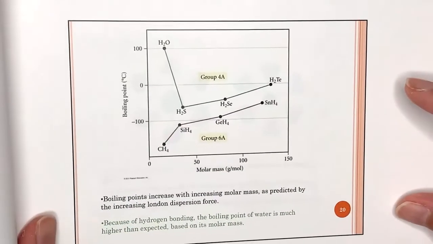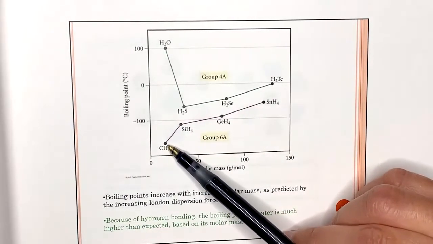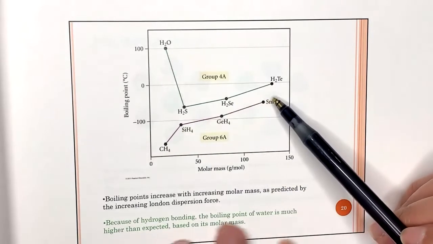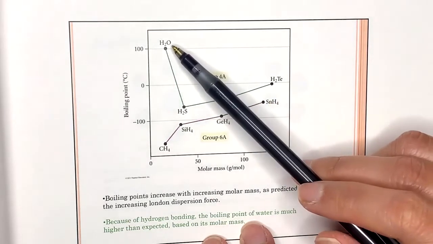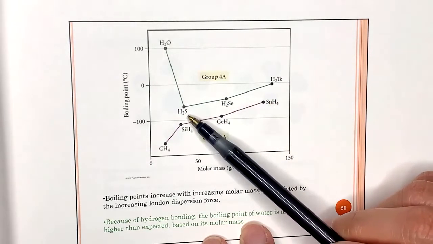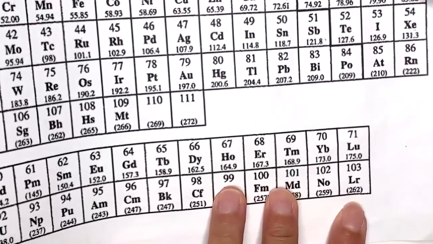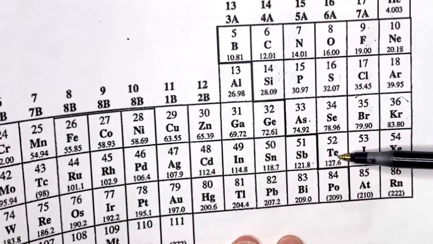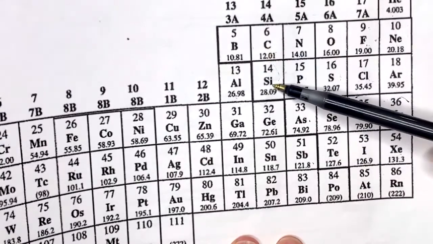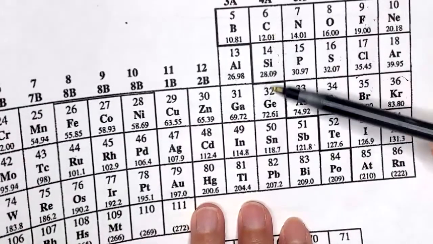I want to show you an example of how this can be applied. Take a look at this here. This is group 6 bonded with group 4. This is oxygen, sulfur, selenium, and tellurium. If you take a look here, that's group 6 right here: O, S, Se, Te. And then group 4 has carbon, Si, Ge, and Sn down here.